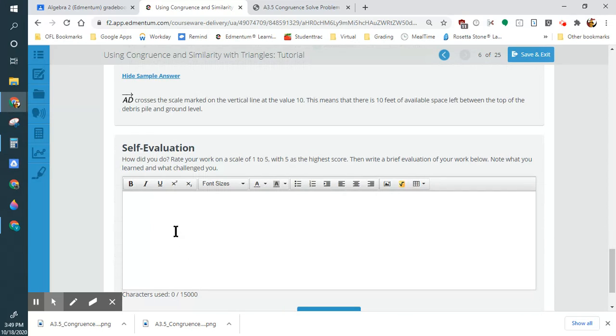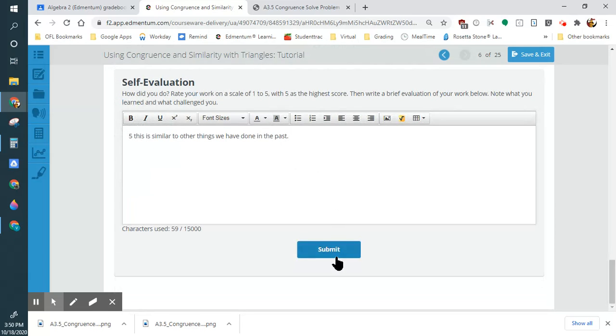So this one, I'm going to say, this is pretty easy. 5. This is similar to other things we have done. Let's get going.